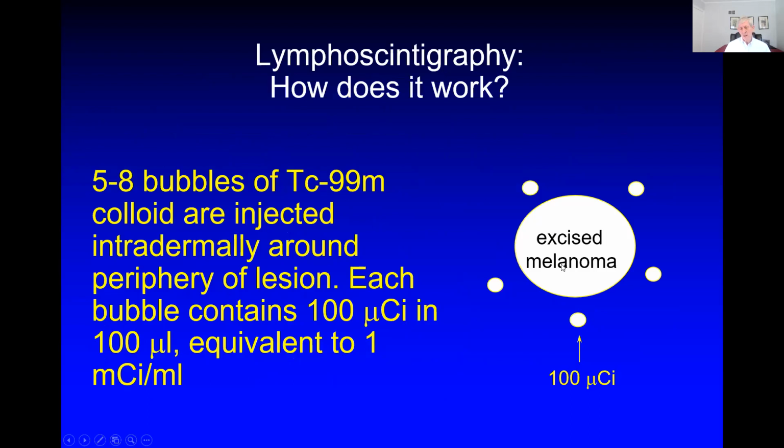How does it work? For melanoma, let's say the melanoma has been excised. We've waited about 7 to 10 days for it to heal up. And then we inject 5 bubbles intradermally around this lesion. Some people give 6, 5 or 6. Each one of these should be about 100 microcuries, and the volume should be 100 microliters. That means the concentration that we want ultimately would be 1 millicurie per milliliter. That would give us 100 microcuries in 100 microliters, and that's 1/10 of a milliliter. So we use a tuberculin syringe and a very tiny needle for doing the injection.